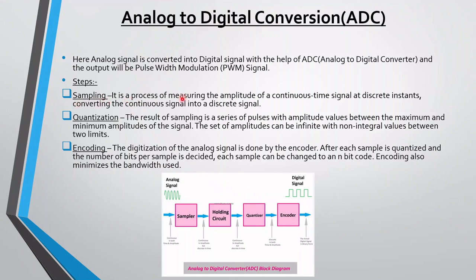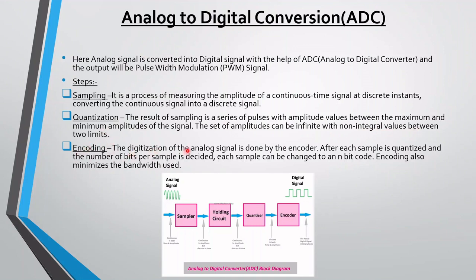Sampling. It is a process of measuring the amplitude of a continuous time signal at discrete instants, converting the continuous signal into a discrete signal. Quantization. The result of sampling is a series of pulses with amplitude values between the maximum and minimum amplitudes of the signal. It can be infinite, with non-integral values between the two limits.